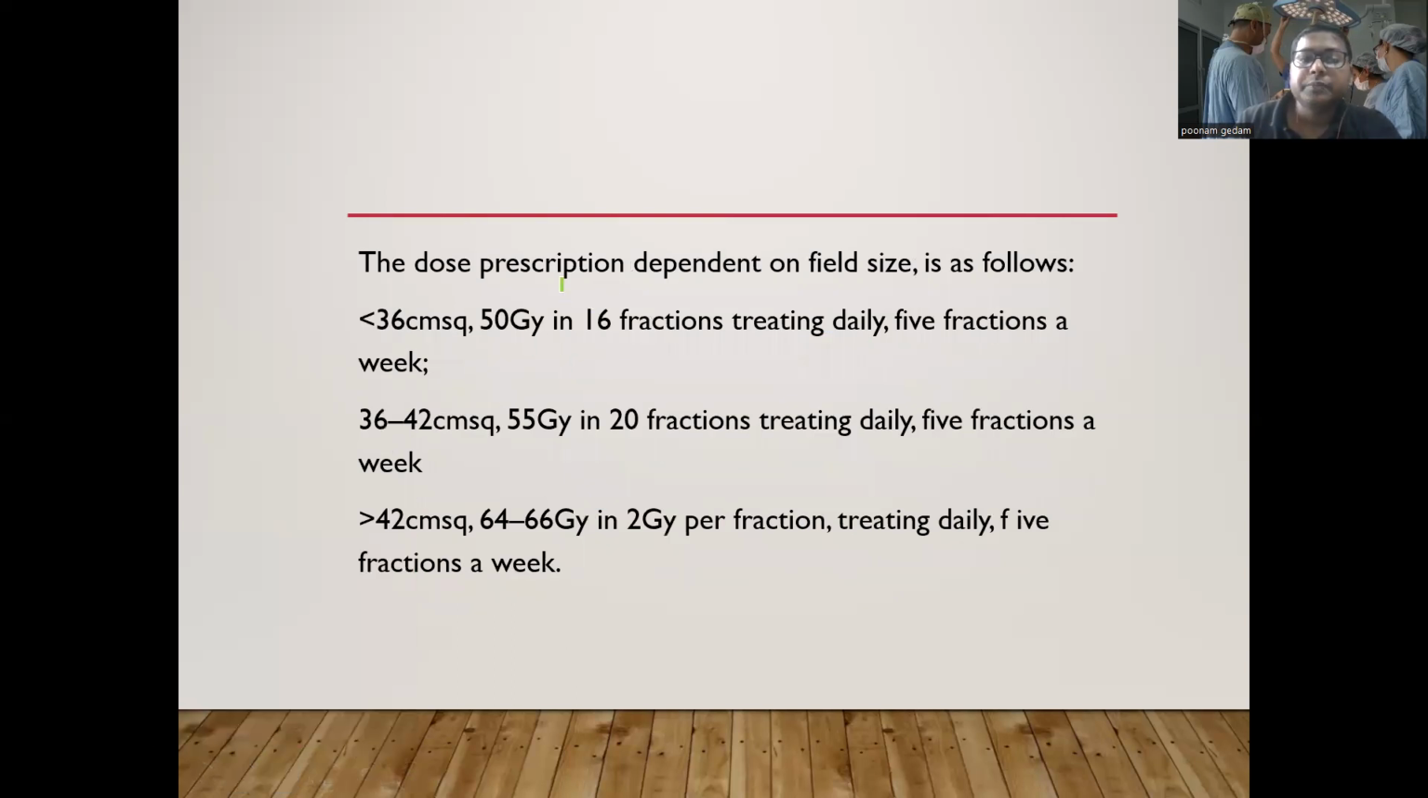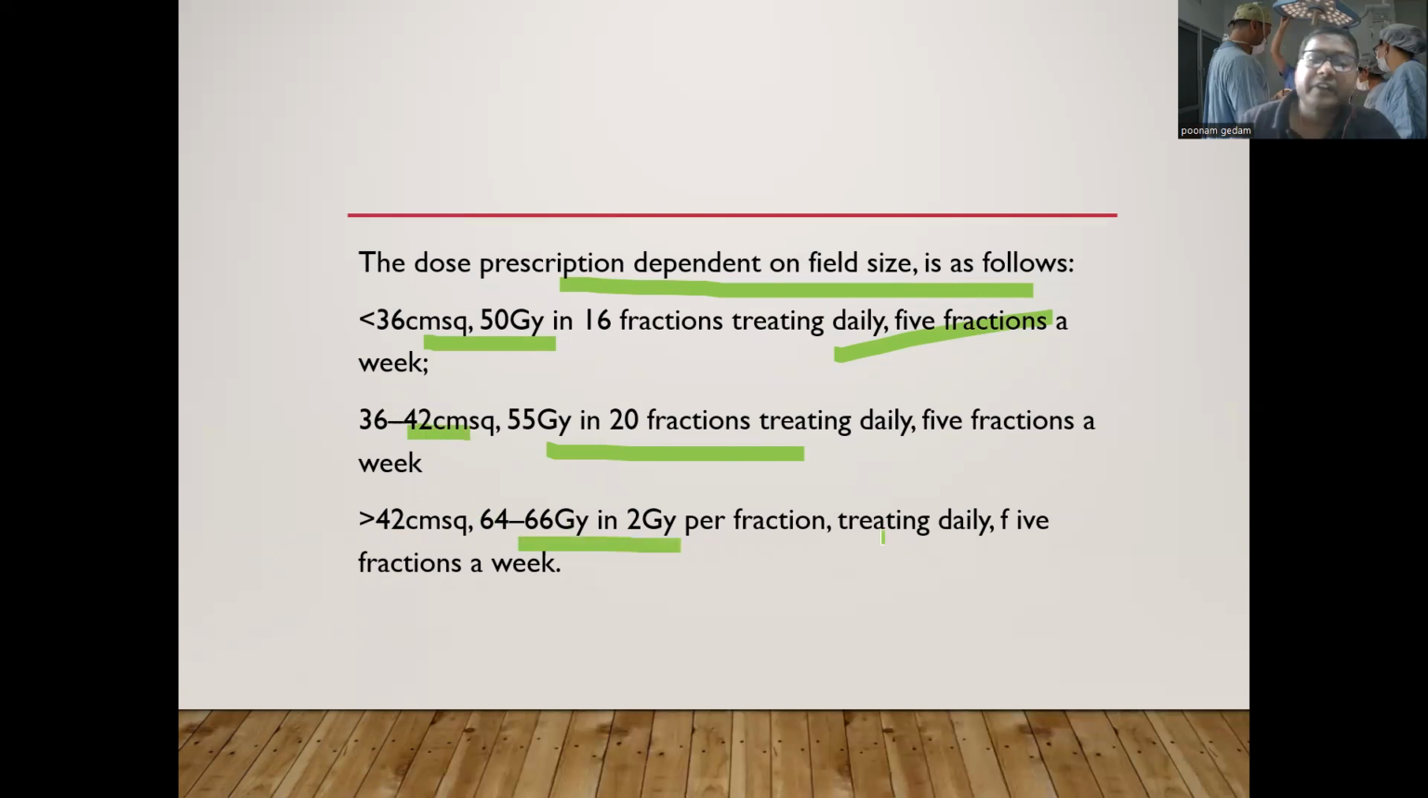The prescriptions depend on the field size as follows: less than 36 centimeter squared, 50 grays in 16 fractions, treating daily 5 fractions a week. 36 to 42 centimeter squared, 55 grays in 20 fractions, treating daily 5 fractions a week. More than 42 centimeter squared, 64 to 66 grays in 2 grays per fraction, treating daily 5 fractions a week.